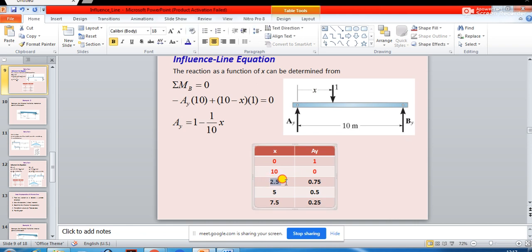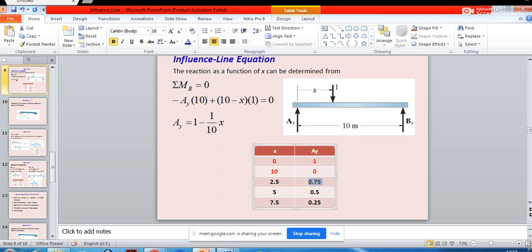We have done it, right? So what will be the reaction? We have found out in the previous class. So when the load is moving, yes, it is going to be 0.75. Is it or not? It will be 0.75, right?